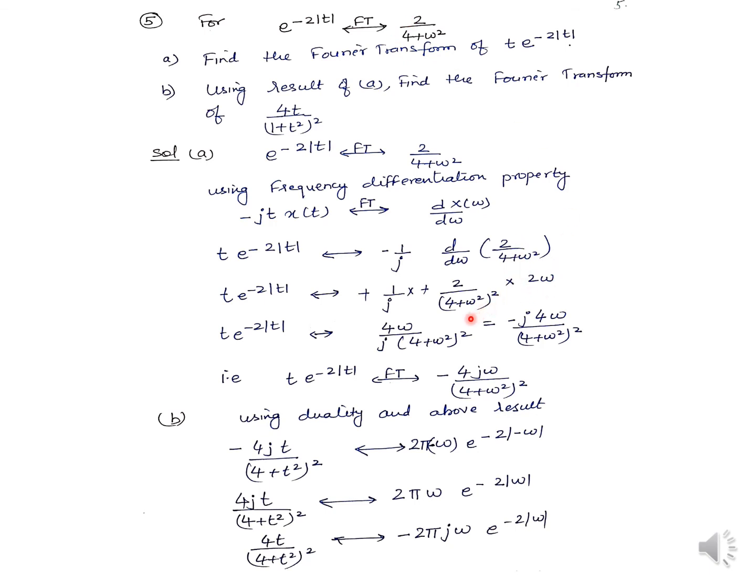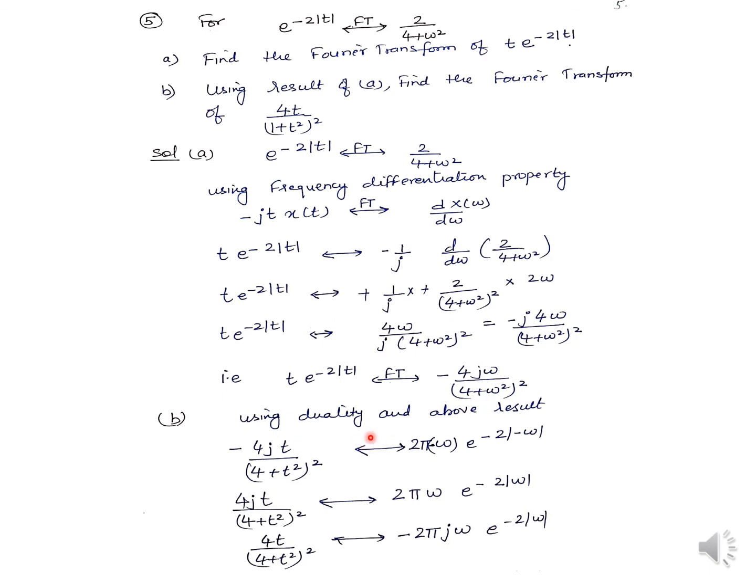I hope you know the differentiation, but if you don't, then square of this part, there will be a minus sign here, and then you will differentiate 2 omega. So minus and minus will become plus at both these points, and when you simplify it, meaning you multiply j in numerator and denominator, the denominator will give j square, so it will be minus 1, so it will be minus 4j omega over 4 plus omega square whole square.